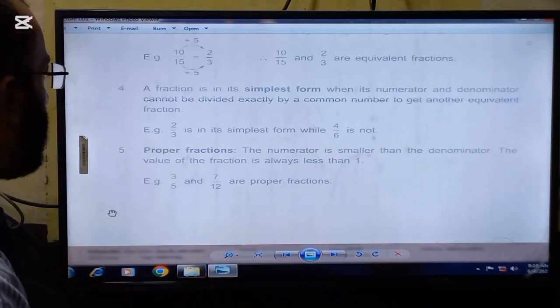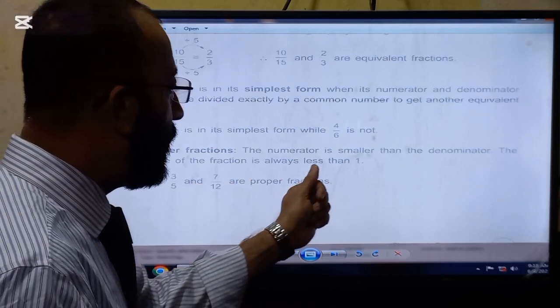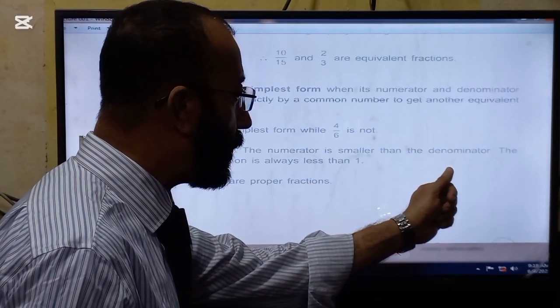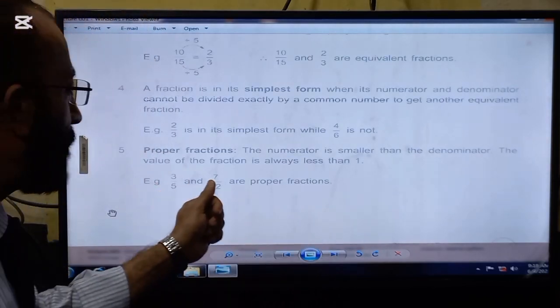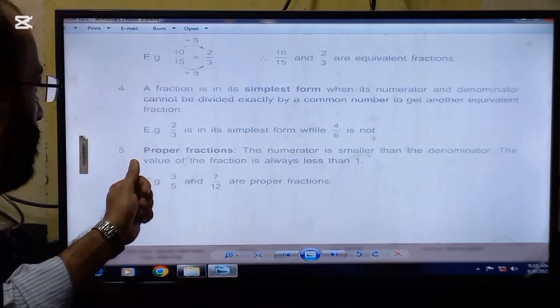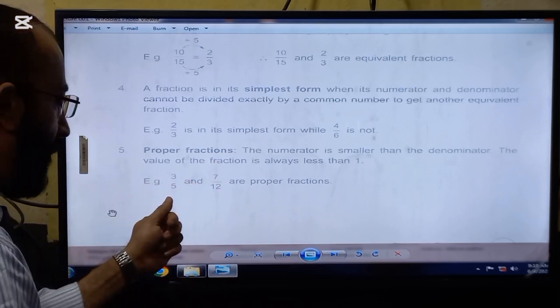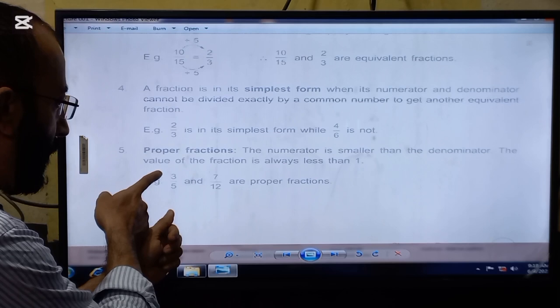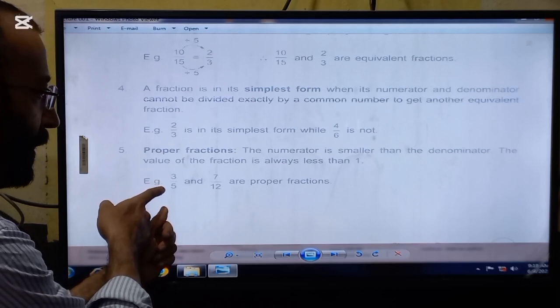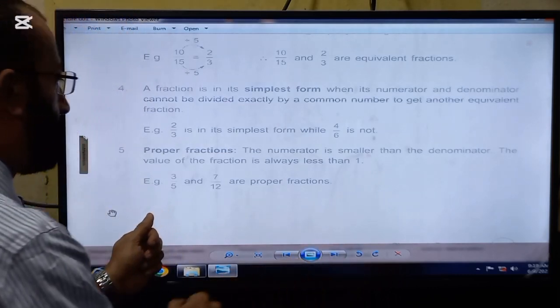The next concept is proper fractions. If the numerator is smaller than the denominator, the value of the fraction is always less than 1. That kind of fraction will be called a proper fraction. For example, 3 by 5 is a fraction in which the numerator is less than the denominator. So the concept is the numerator is smaller than the denominator.